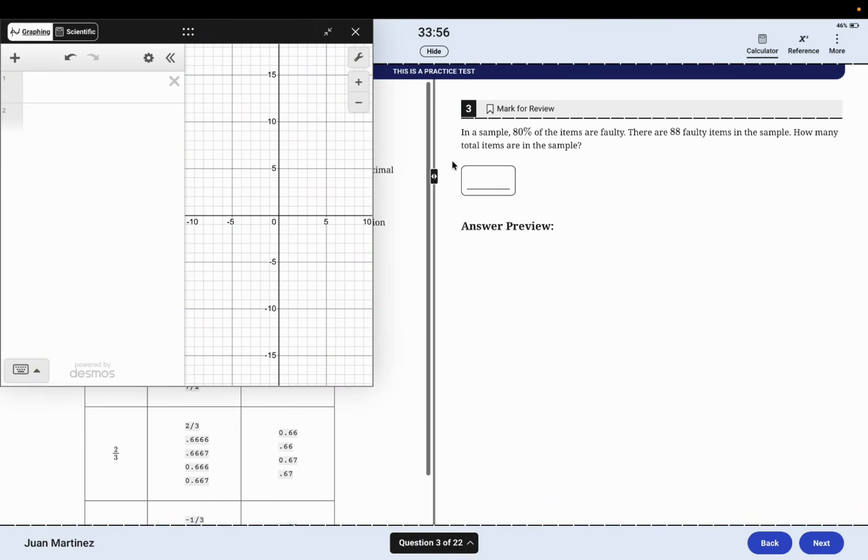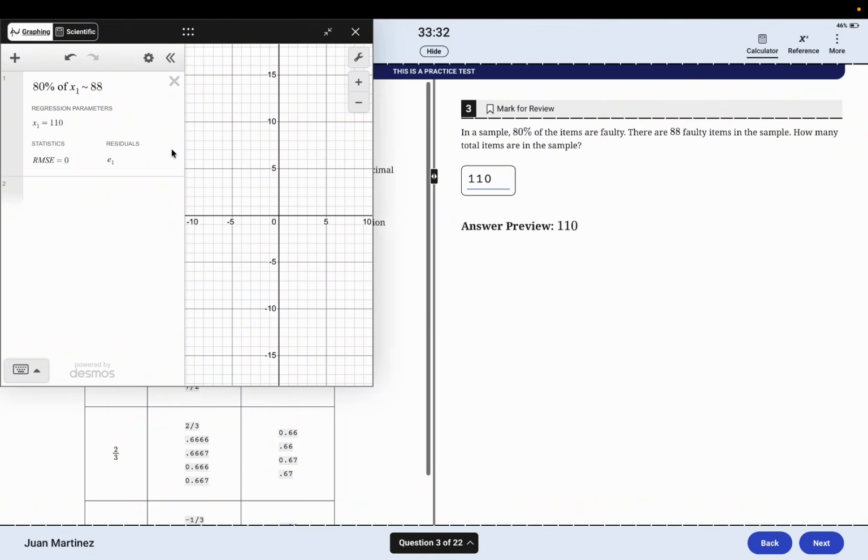So in a sample, 80% of the items are faulty. There are 88 faulty items in the sample. How many total items are in the sample? Okay. So you can also do this via regression. You can say 80% of some number is 88. And so Desmos will find us a number in which 80% of that number is 88. So it's 110.